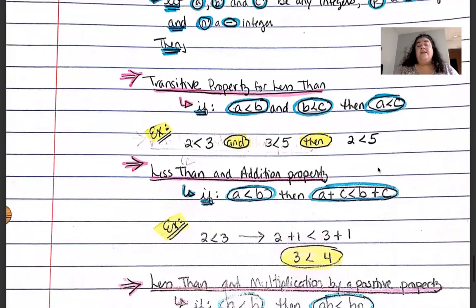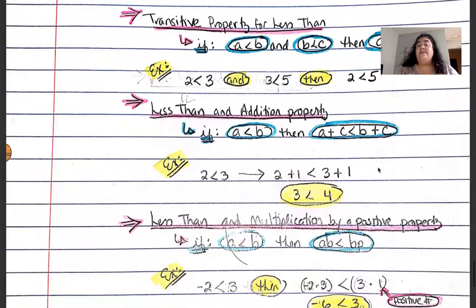Now let's look at the less than and addition property. This property says that if we have integer a and it is less than integer b, then if we take integer a and add some integer c to it, and we also add it to integer b, the sum of integer a plus c will still remain less than the sum of integer b plus c.